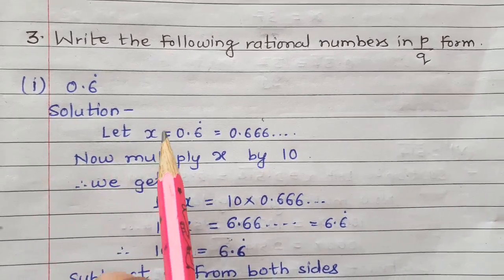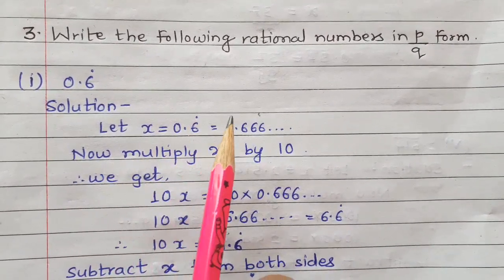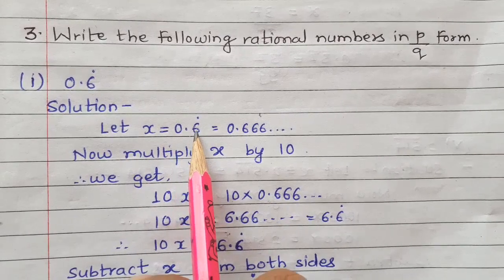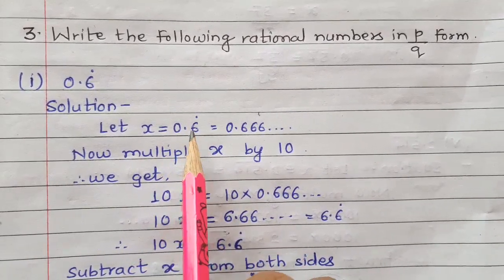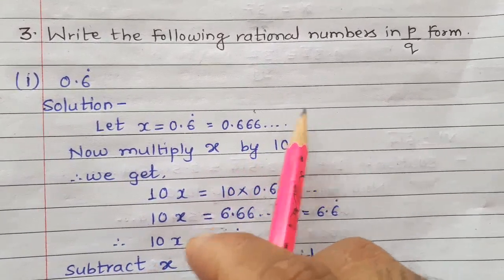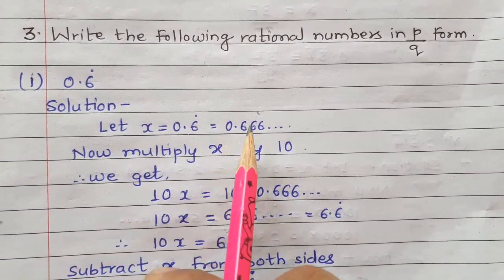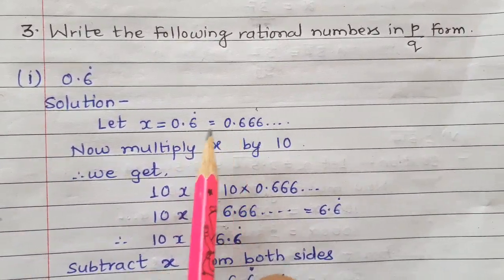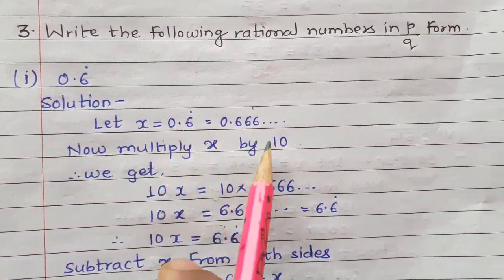Solution. Let x is equal to 0.6 dot over 6. Here, after decimal point, there is a dot over 6. That means 6 is a recurring digit. Therefore, we are having 0.666 dash dash dash. So here only one digit is recurring after decimal point, so multiply the given x by 10.